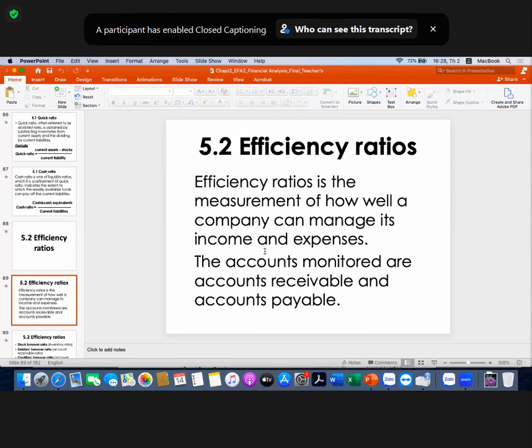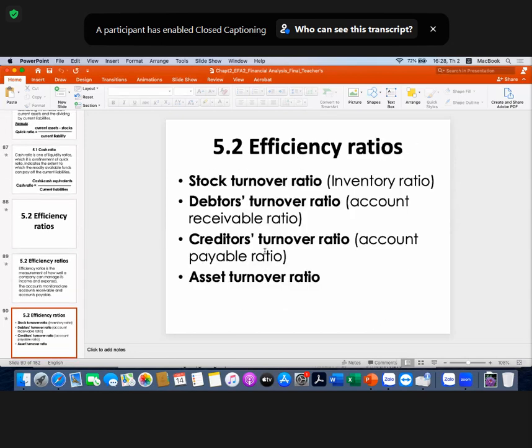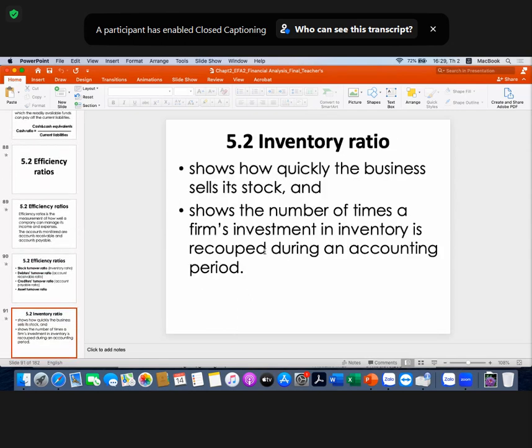Aside from that, the efficiency ratio also calculates the inventory ratio and the asset turnover ratio as well. That's the reason why, for the efficiency ratio, we will focus on the stock turnover ratio or inventory ratio, debtor turnover ratio, account receivable ratio, creditor turnover ratio or account payable ratio, and asset turnover ratio. So what is the inventory ratio?